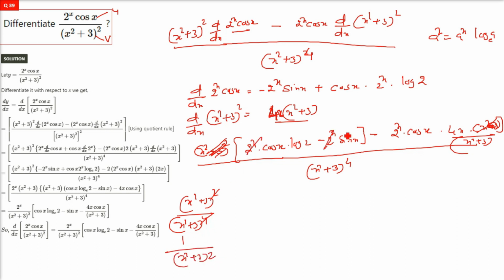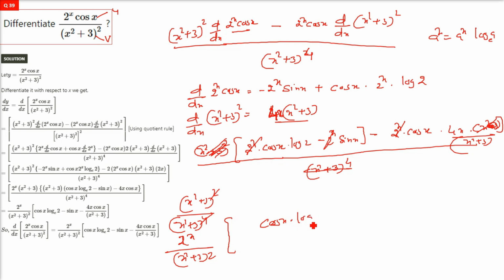This is 2 to the power x, 2 to the power x. This also you can take out, it is with every term. So what else is remaining? So this goes. Whatever is remaining I am writing now. So it will be cos x log 2.